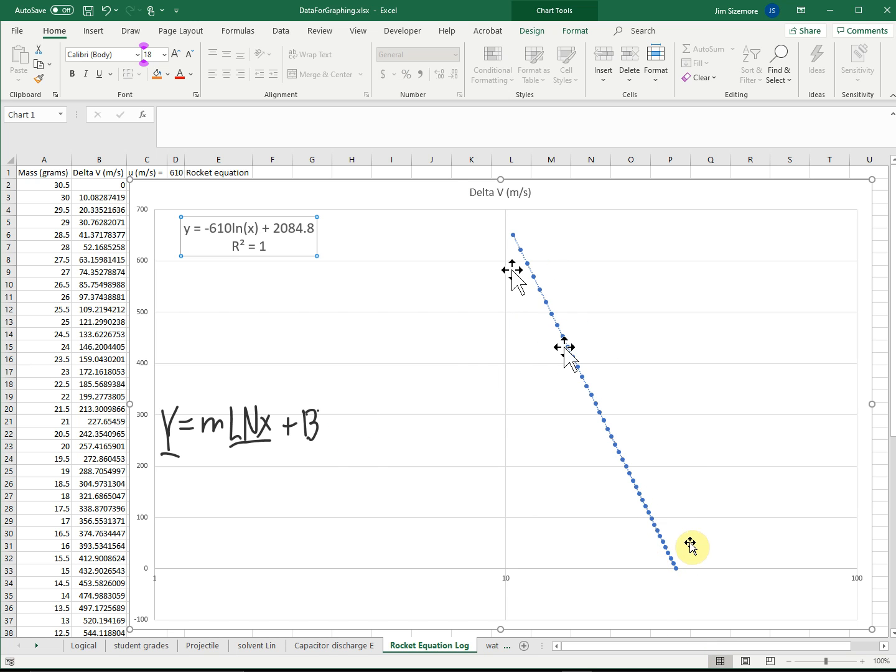The line fits perfectly. And we do have m equals minus 610, and b is 2084.8. So that's a logarithmic fit. When the x-axis is on the logarithmic scale, the data appears to be a straight line. So we're going to wind up this video here and go on to other types of fits in just a moment.